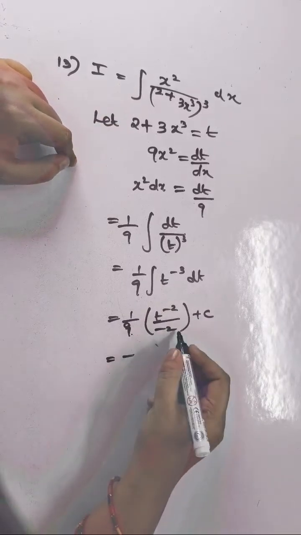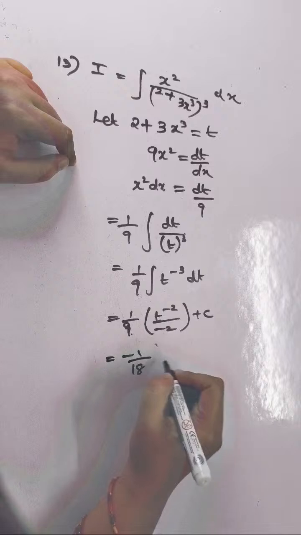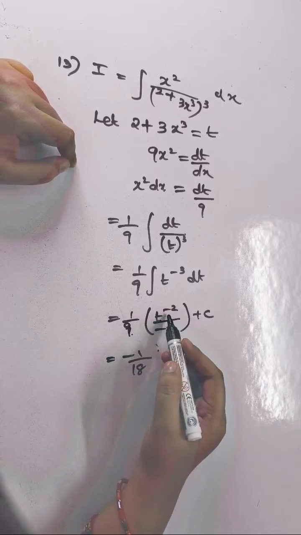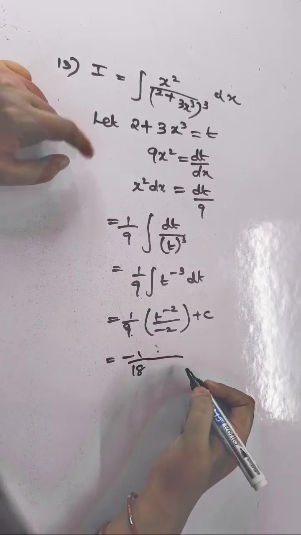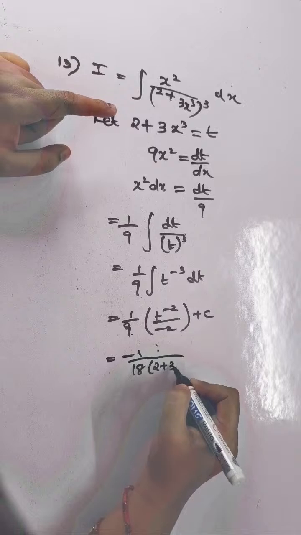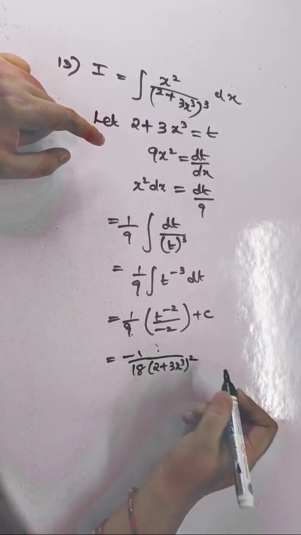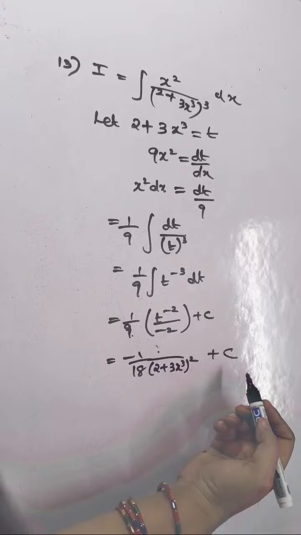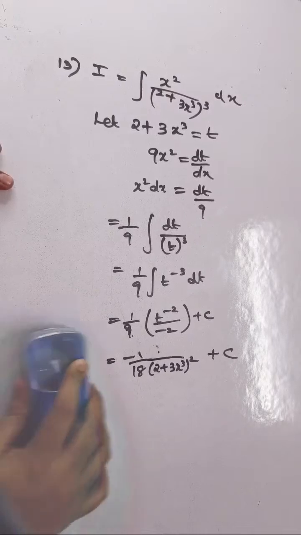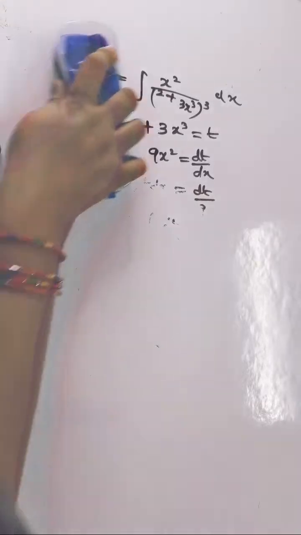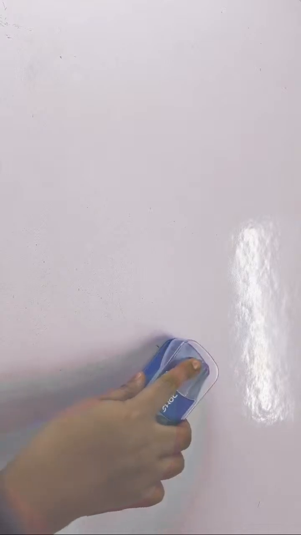So this is minus, denominator and denominator, that is 18, and since you have t power minus 2, you can take it to the denominator as t power 2, and t you have taken as 2 plus 3x cubed. Here you have power 2 plus c. This is the required answer. Question number 14. I hope it is clear, Shantini.